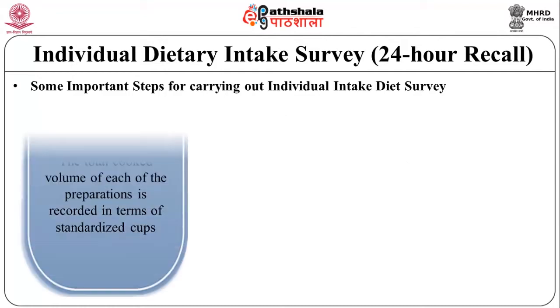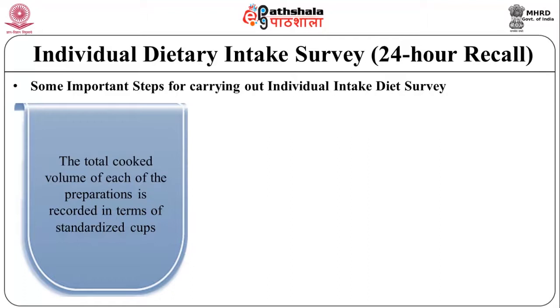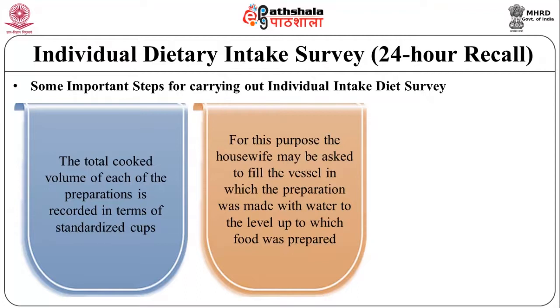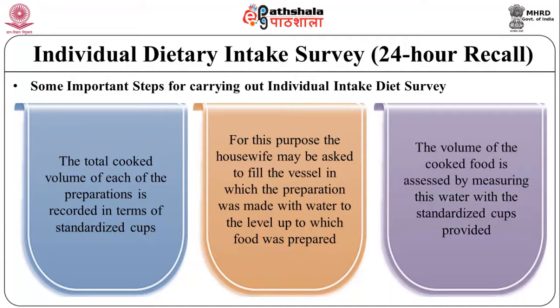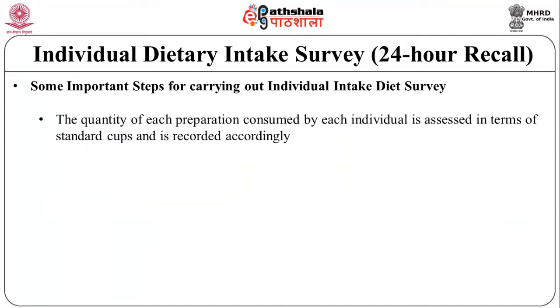The next step is that the total cooked volume of each preparation is recorded in terms of the standardized cups. For this purpose, the housewives may be asked to fill the vessel in which the preparation was made with water up to the level to which the food was prepared. The volume of the cooked food is assessed by measuring this water with the standardized cups provided. The quantity of each preparation consumed by each individual is assessed in terms of standard cups and is recorded accordingly.